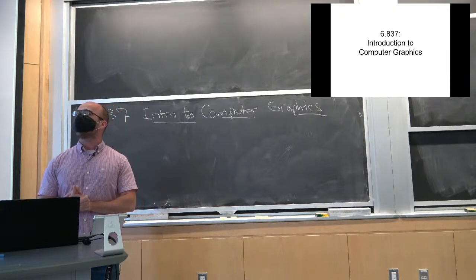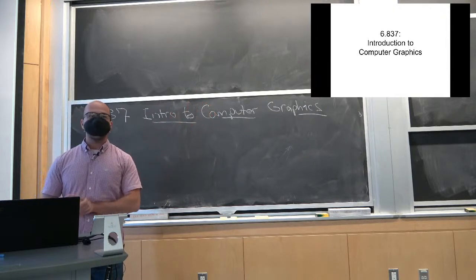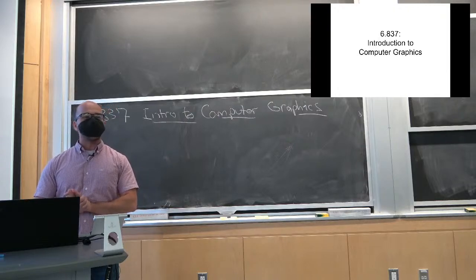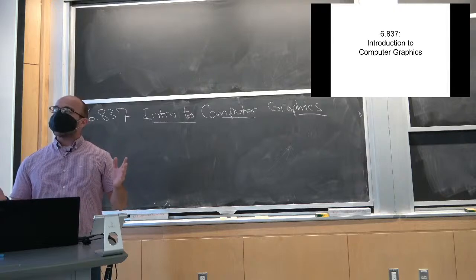We are in 6837. That is MIT's Introduction to Computer Graphics course. I'm your instructor, Justin Solomon. I'm a professor in EECS and CSAIL down the hallway here. I'm guessing most of you are course 6 majors, but not all. I looked at the list.